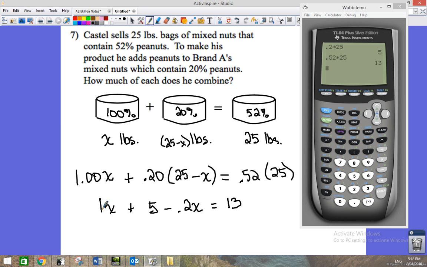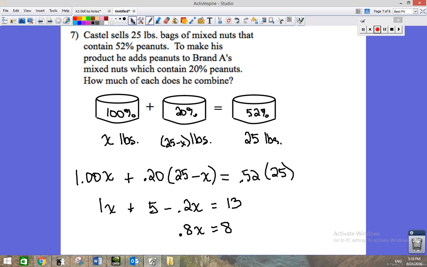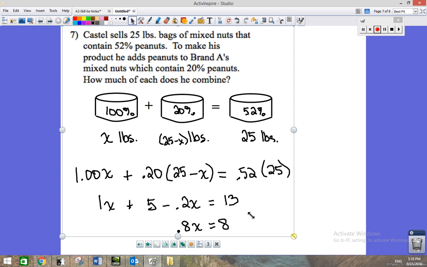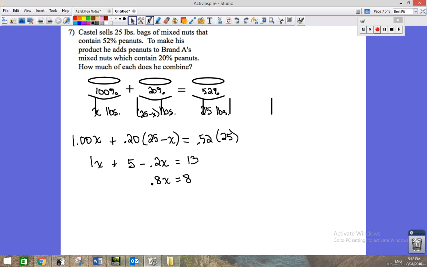Alright, so 1x, take away 0.2x, leaves me with 0.8x. Take away 5 from each side, and that's 8. So x is going to have to be 10 to move that decimal point. 80% of the 10 is 8, so x is equal to 10. Now, when I shrunk that, it messed up my picture, but that's okay because we're pretty much done with it.